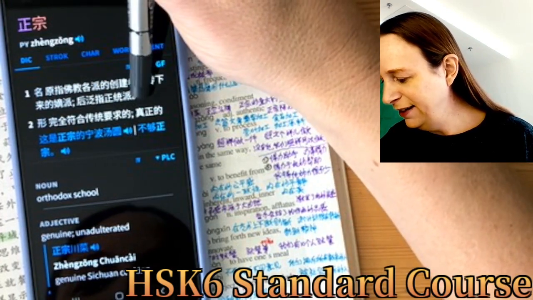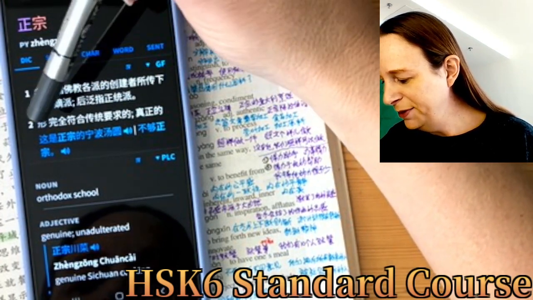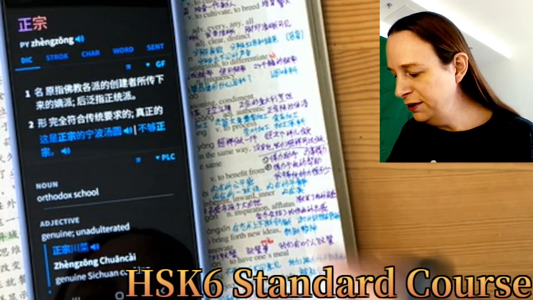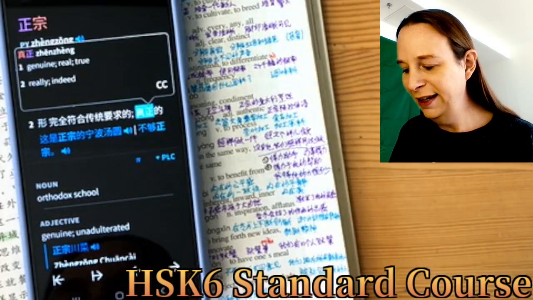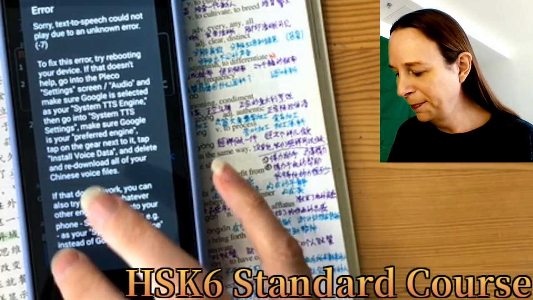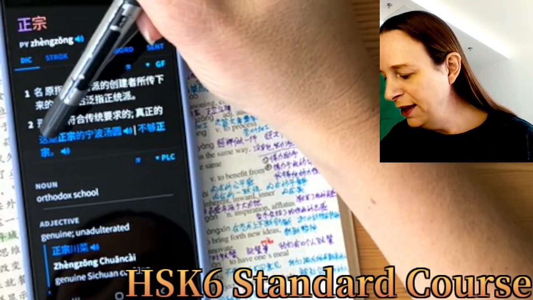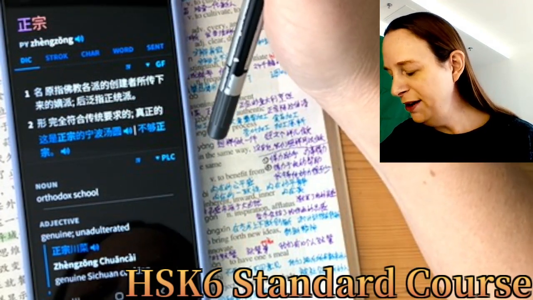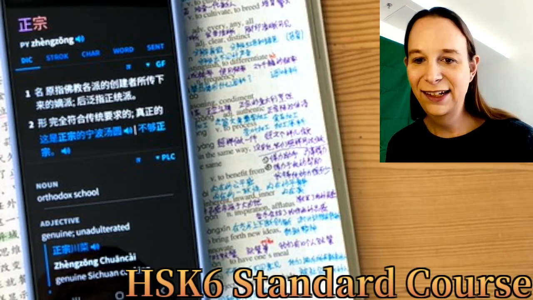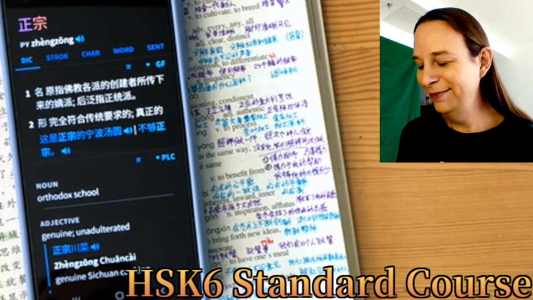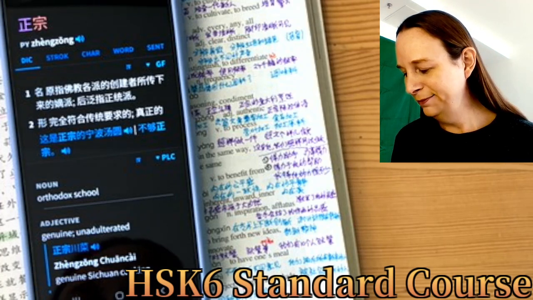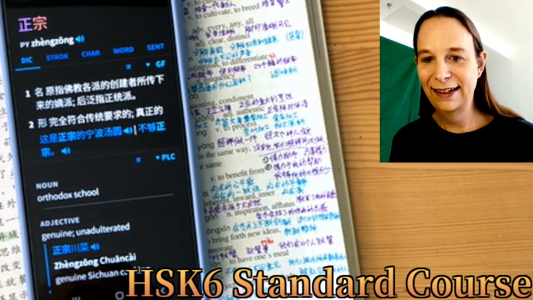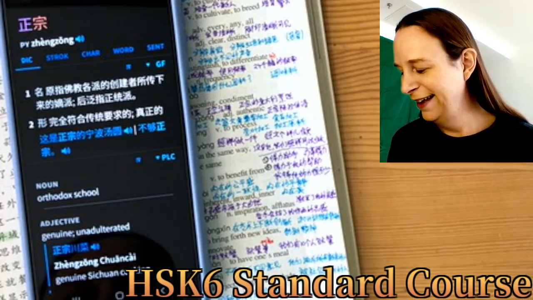Okay, so this is the origin, but we probably don't use that anymore. 完全符合传统要求的真正的，is like true as opposed to fake. Genuine, all right. 这是正宗的宁波汤圆。Ningbo is a city in China. I've been there. It's like a port city. Tangyuan is like glutinous balls in soup.